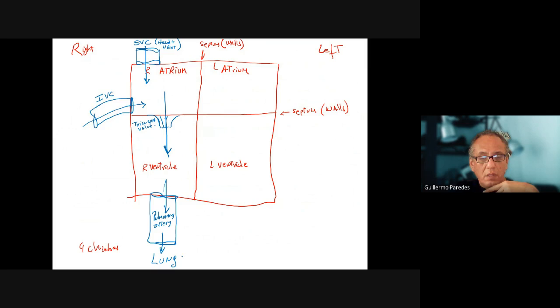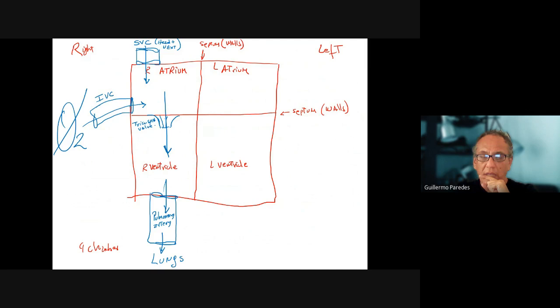Towards the lungs. So if you see here, the right side of the heart is going to have the deoxygenated blood. There is no oxygen, basically very low oxygen. So the right atrium and the right ventricle are going to have deoxygenated blood, okay?